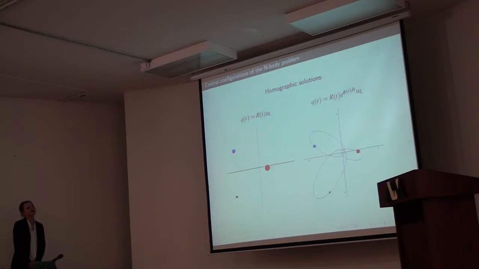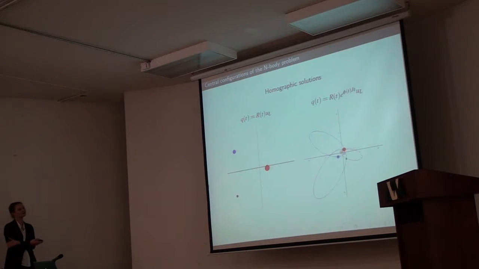And the solutions from the previous slide are part of a very important class of solutions. They are called homographic solutions, and we have two important classes of these solutions. The first one, as we said, is relative equilibria. So when we have configurations and then we rotate, that is the first class. And the second class, an example is here: we have a configuration and we scale it.